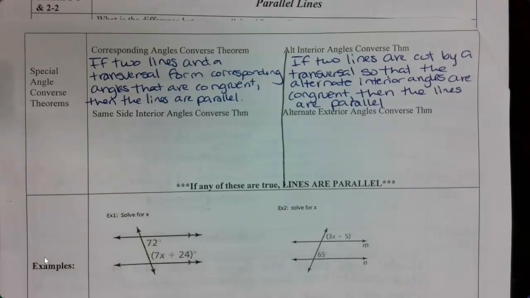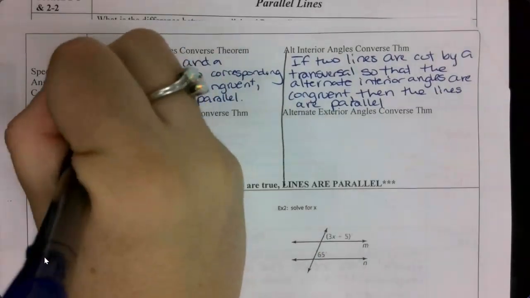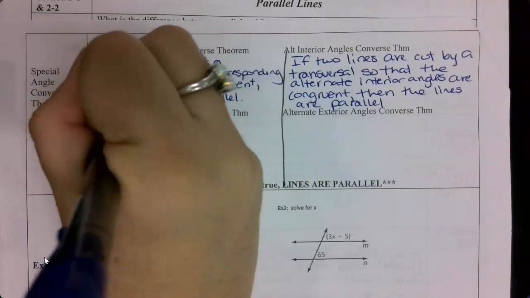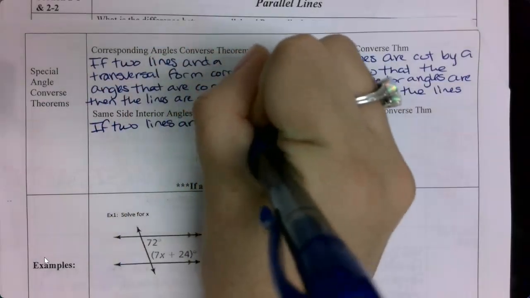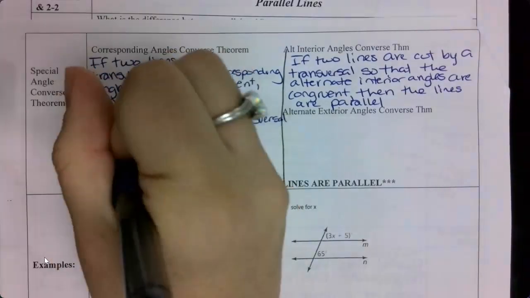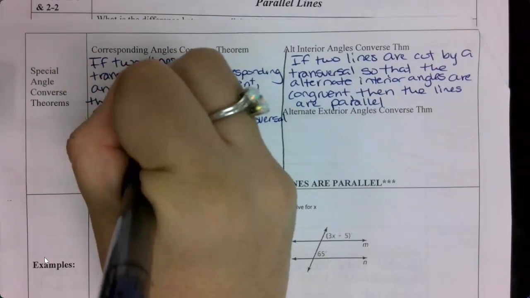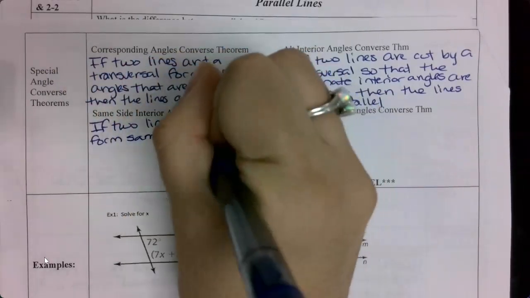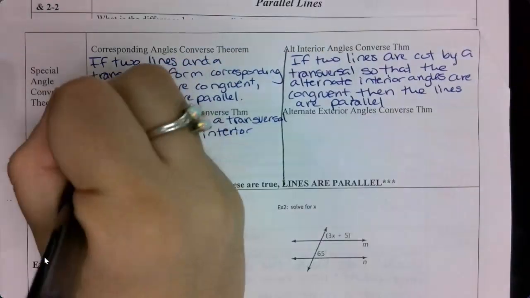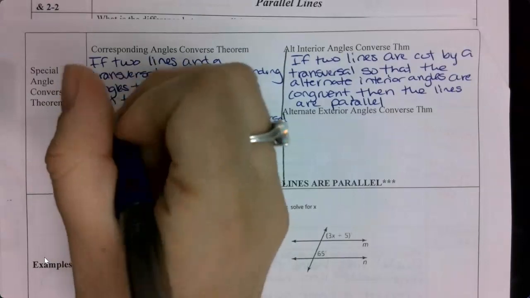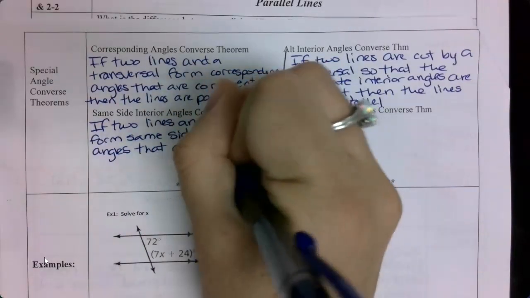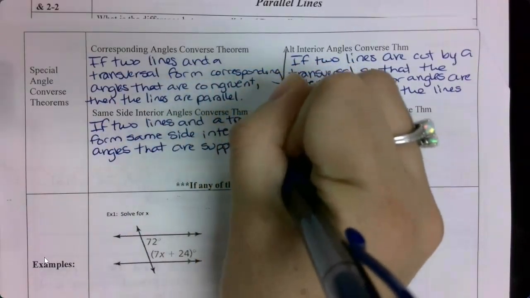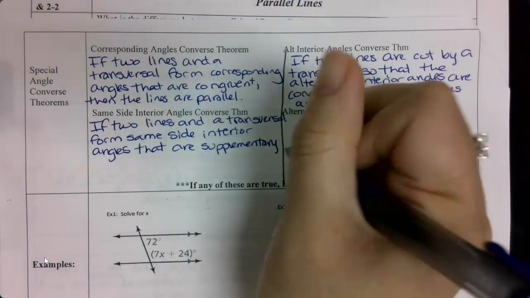My next one is the same side interior angles. So if two lines and a transversal form same side interior angles that are supplementary, then the two lines are parallel.